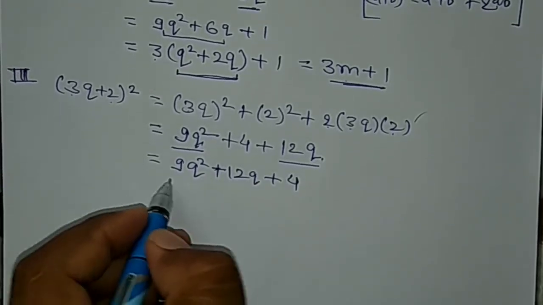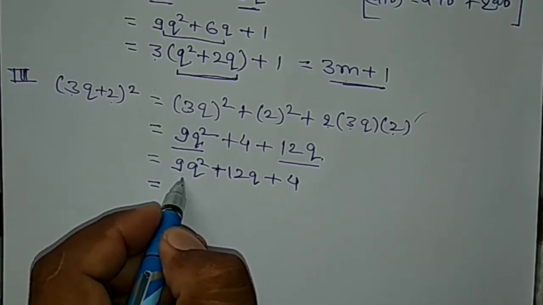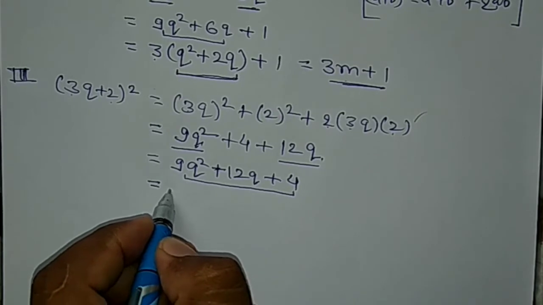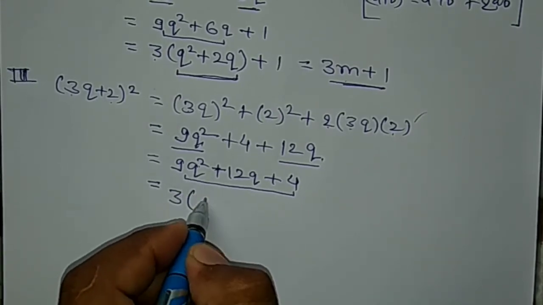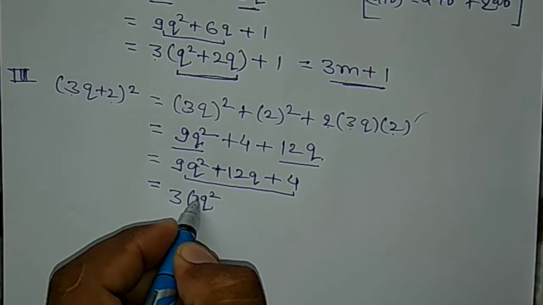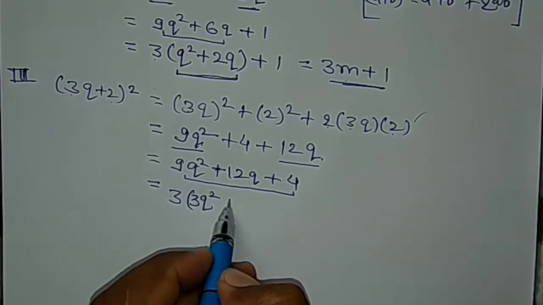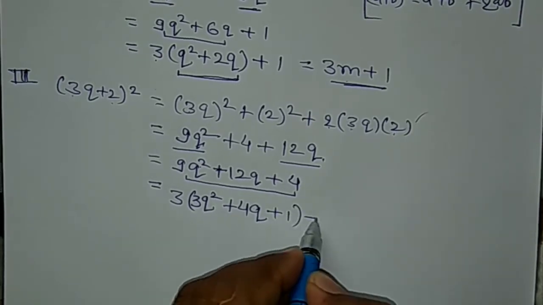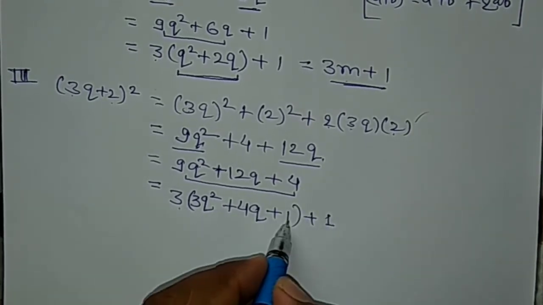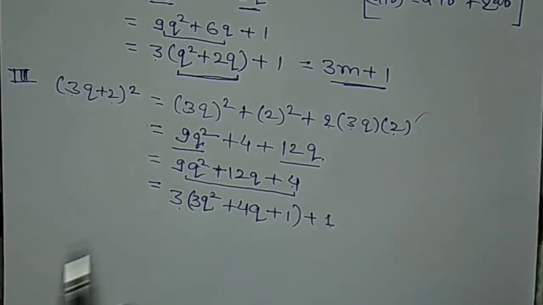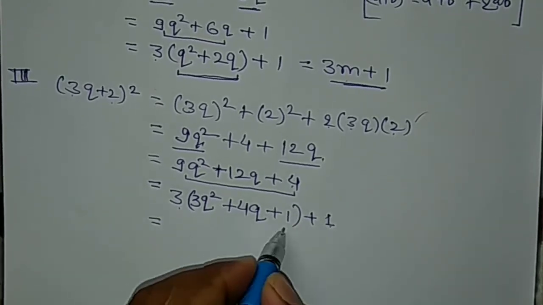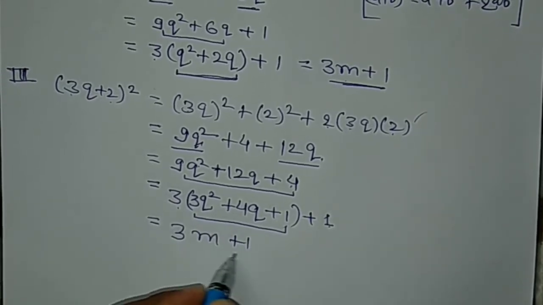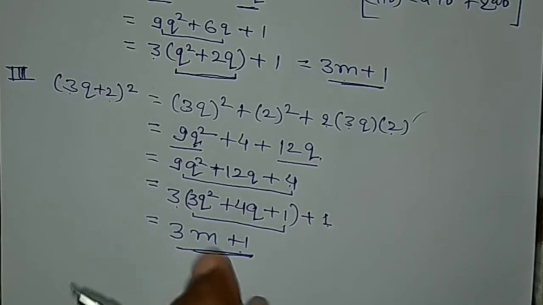Now take the common 3 from these terms. So I am writing 3 common from here: 3q square, 3 times 3 is 9, 3 times 4 is 12. Plus 1 I am taking outside, 3 times 1 is 3, plus 1, that is 4. Now I am writing this number as m, so this number is in the form of 3m plus 1.